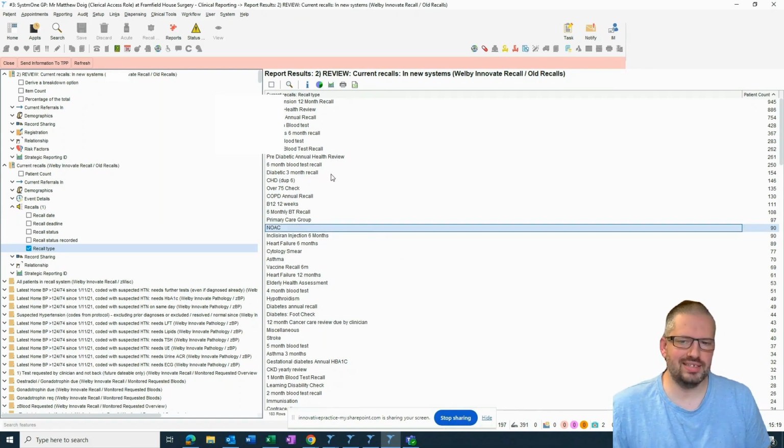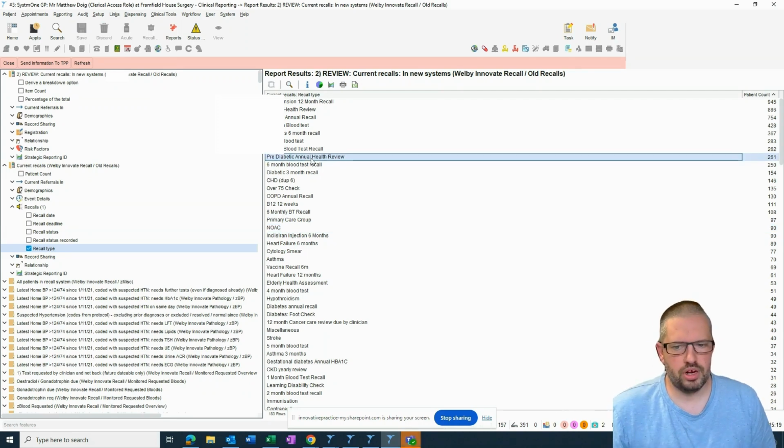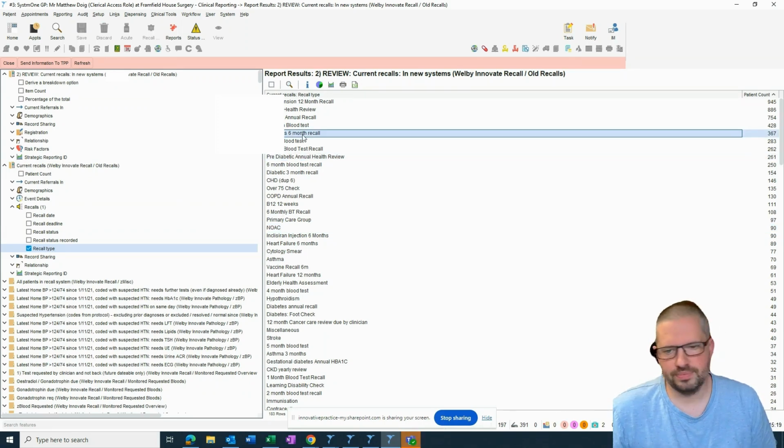We've done that in some places as a way of just making it really explicit when we know these set of recalls don't need looking at because we know the new system covers it. So, for example, pre-diabetic annual health review, the system covers. Diabetics get 6 monthly HbA1c, the system's got it covered.